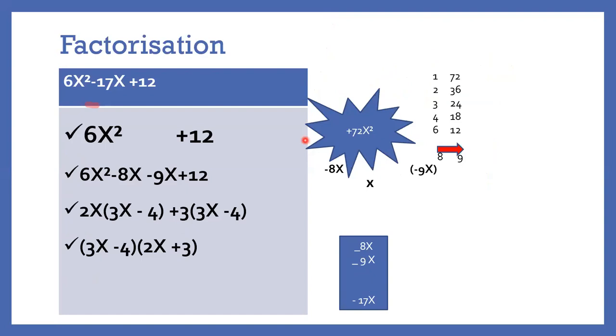Okay, now again a quadratic expression is given to you: 6x square minus 17x plus 12. Again the same procedure. The first and the last term are multiplied: 6 times 12 is 72, next x square. Clear? Now again we have to write 6x square and 12 as it is. Now we have to make all the factors of 72: 1 and 72, 2 and 36, 3 and 24, 4 and 18, 6 and 12, 8 and 9.